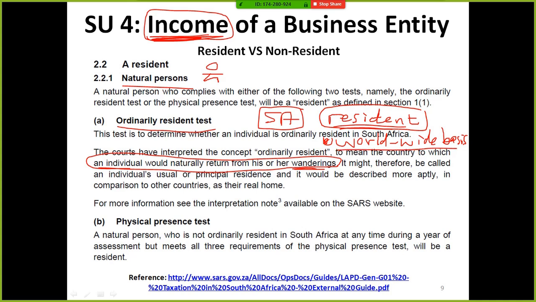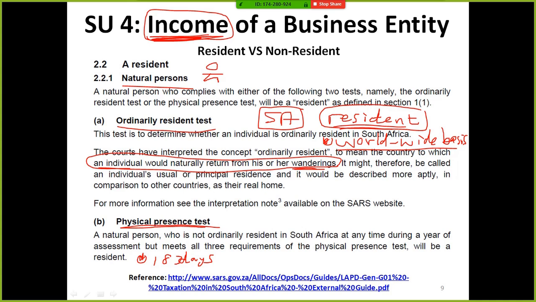If you're a resident of South Africa, you have to pay taxes on that income in South Africa. The second scenario is the physical presence test, and this is where they look at the whole 183-day rule. I'm mentioning it here, but it's a little bit beyond the scope. You can research this if you're interested. It is on the sars.gov.za website, and they do talk about the physical presence test.